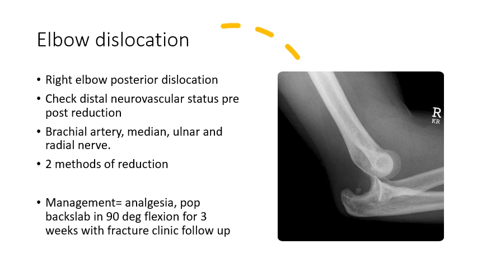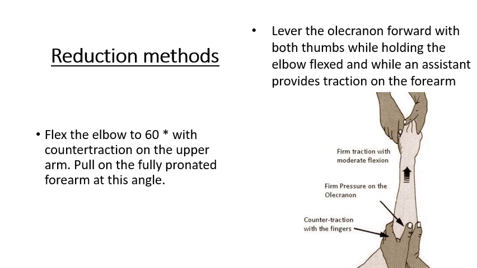As management, you are responsible for analgesia. Just don't write analgesia; this is just for your learning sake. You have to write what you're going to give. You have either intravenous paracetamol or morphine. Analgesia is important. Reduction techniques, I'll speak about in the next slide. Then once you have reduced, you need to put a back slab in 90-degree flexion for 3 weeks with fracture clinic follow-up. Now we speak about the two methods of reduction.